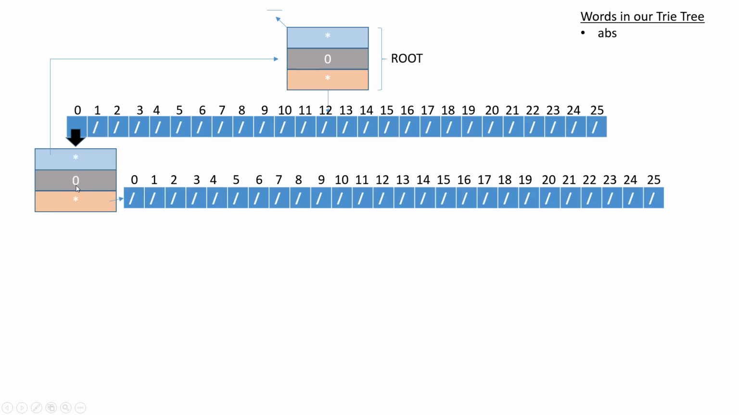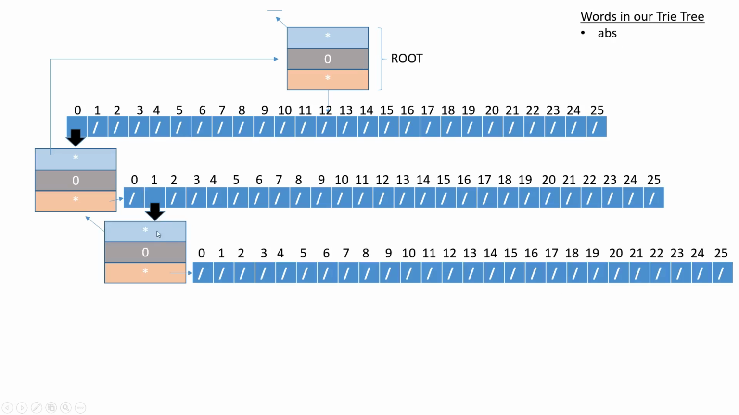Its occurrences is 0 because it's not the end of the word, and children is an array of size 26, everything initialized to null. Now we're going to add B. So 0 is A, 1 represents B. So B gets a node. The pointer of the node points to what came before it. So the pointer of the node is this node, which is represented by A because it's in element 0. Occurrences is 0 because it's not the end of the word. And children points to an array of size 26 that every element is initialized to null.